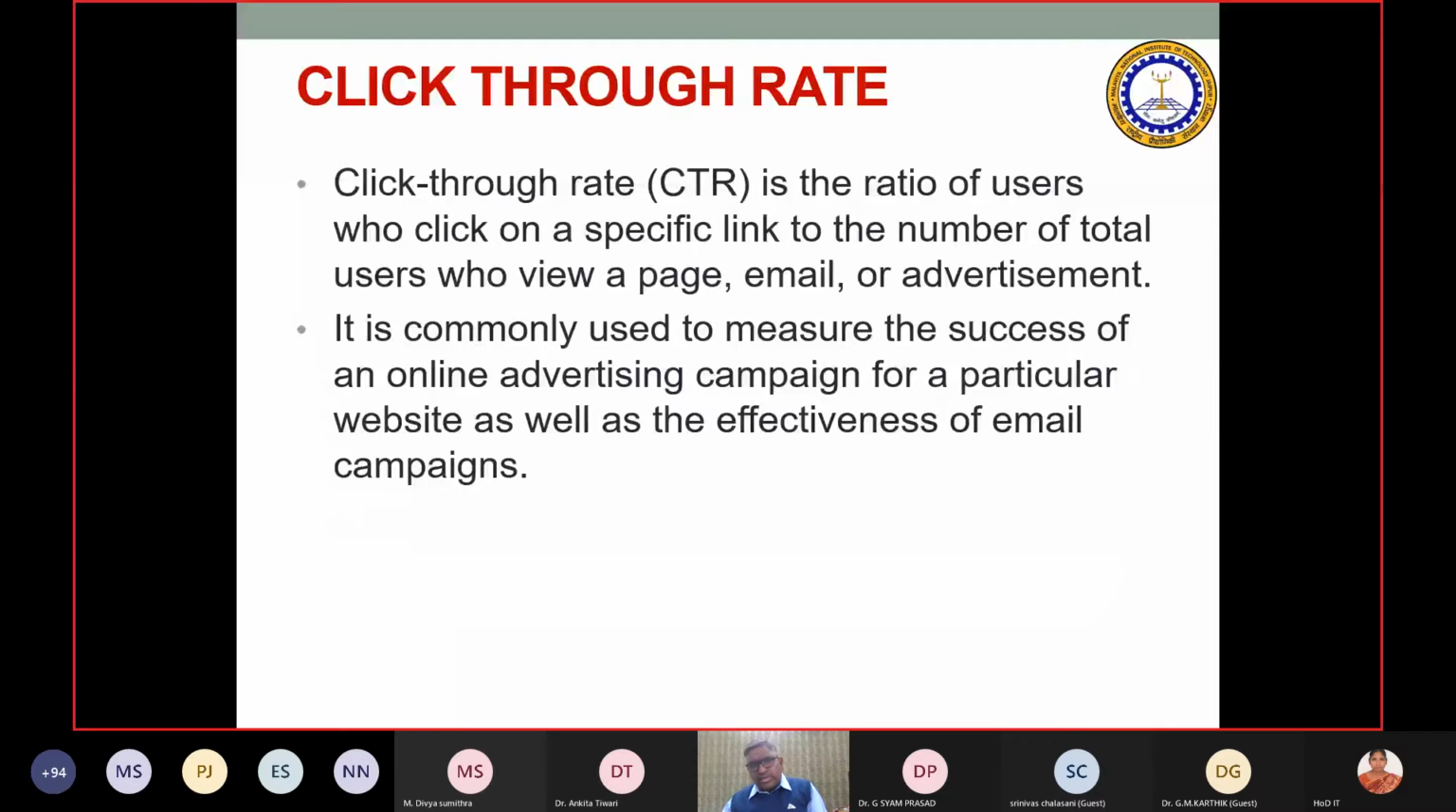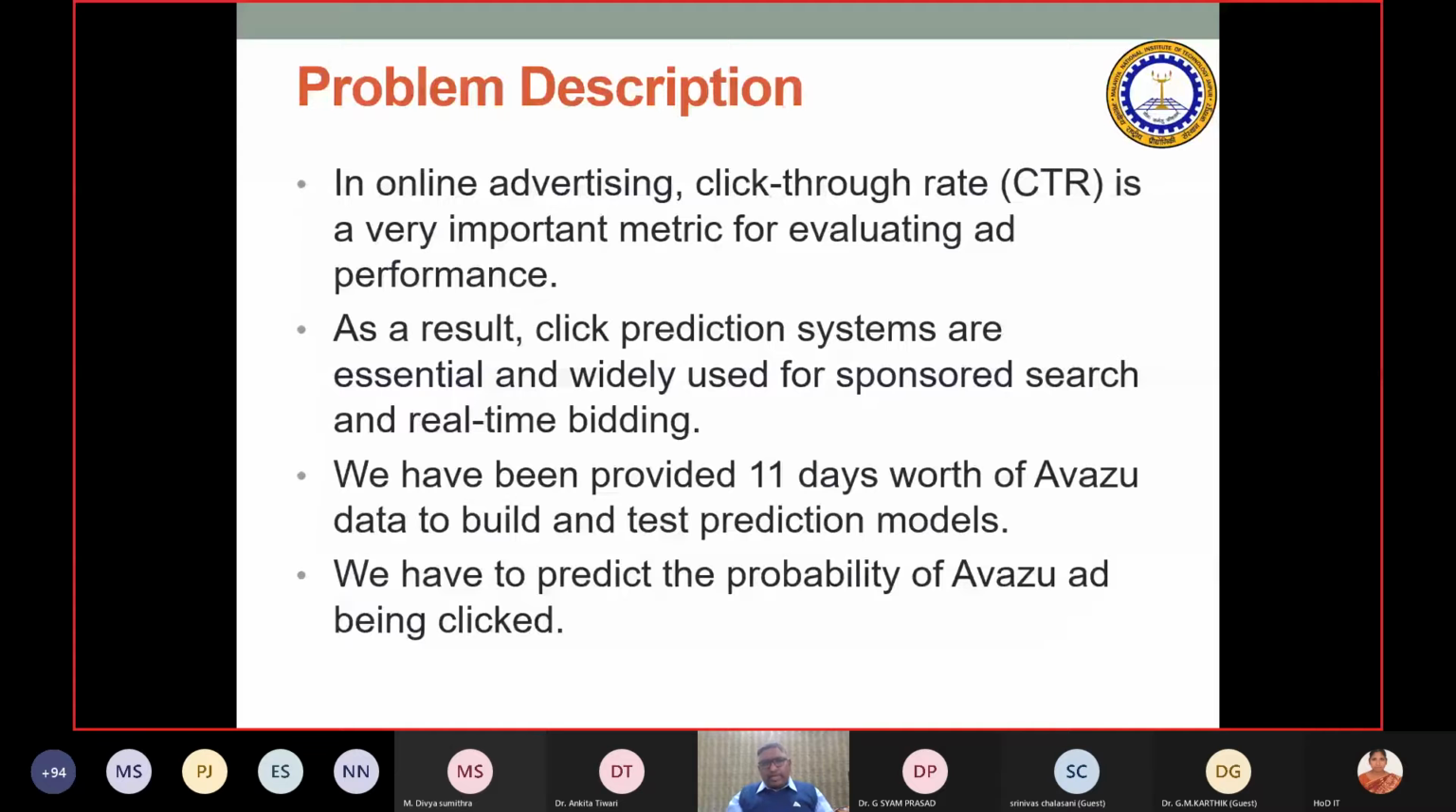Click-through rate is the ratio of users who click on a specific link to the total number of users who view a page. So we have used it and we could check that. The click-through rate is a very important metric for evaluating performance. Click prediction systems are essential and widely used for sponsored search and real-time bidding. So we have been provided 11 days worth of Avazu data to build and test prediction models. We predict the probability of an Avazu ad being clicked.